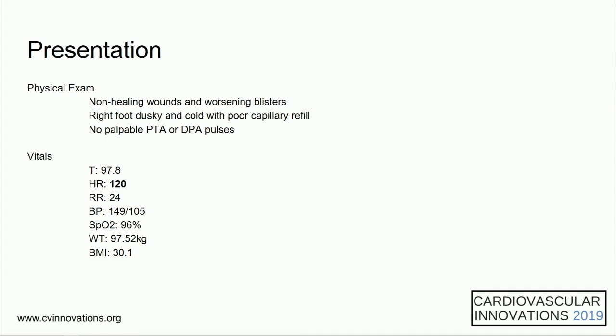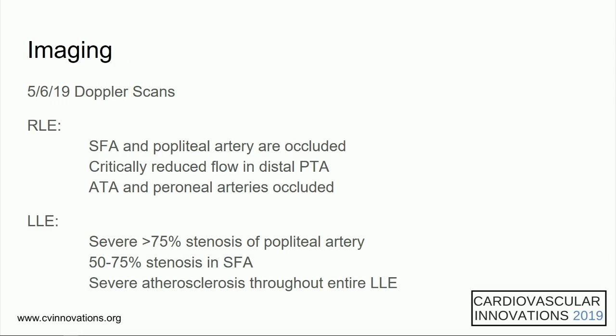Upon physical exam, there were non-healing wounds and worsening blisters, and the right foot was dusky and cold with very poor peripheral refill. There was no posterior tibial artery or dorsalis pedis pulse, and the vitals were fairly stable with him having tachycardia. We decided to do a Doppler scan, and on the right lower extremity we noticed full occlusion of the SFA and the popliteal artery, and critically reduced flow in the distal PTA. The anterior tibial artery, as well as the peroneal, were also occluded.